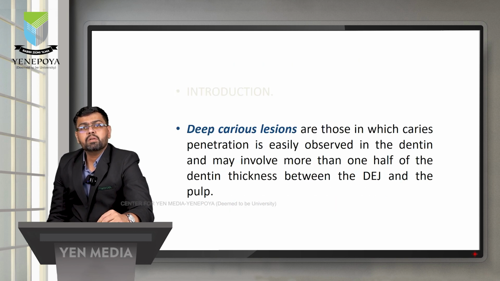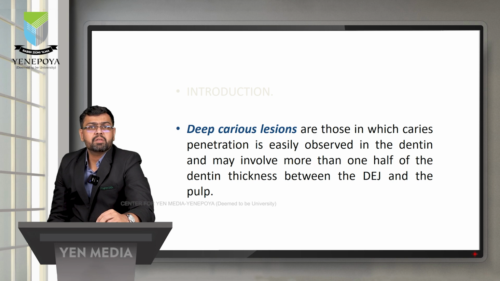Coming to the introduction, what do you exactly mean by deep caries lesion? Those are lesions in which caries penetration is easily observed in the dentine and may involve more than one half of the dentine thickness between the dentino-enamel junction and the pulp.